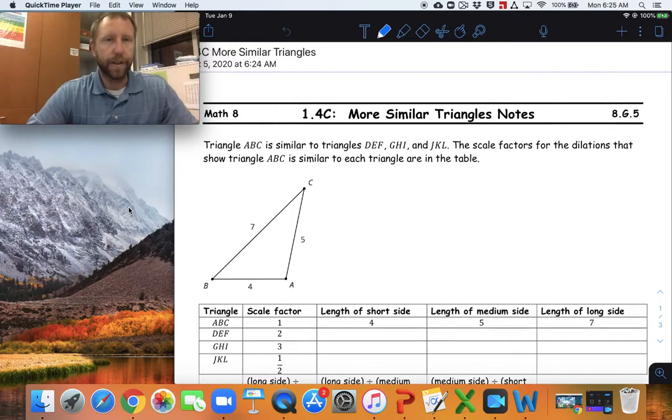All right, guys, so today we are going to do 1.4C, more similar triangles notes. I'm on page 69 in your books, and let's just go ahead and get started.